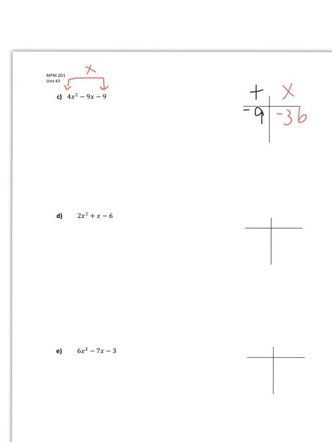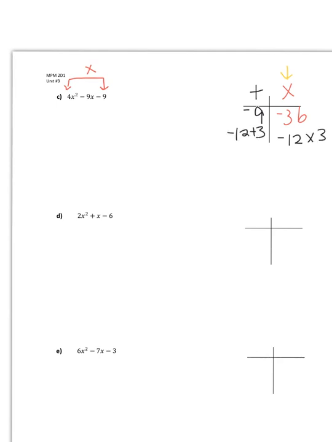9. So a quick little tip here, when you're multiplying to a negative, you know that you need two numbers, and one of them will be negative and one has to be positive. Okay? So two numbers that are going to do the trick. Let's see. Negative 12 times positive 3.